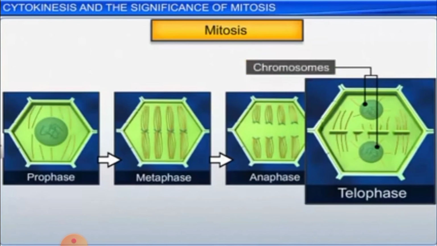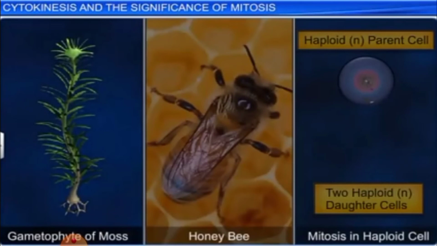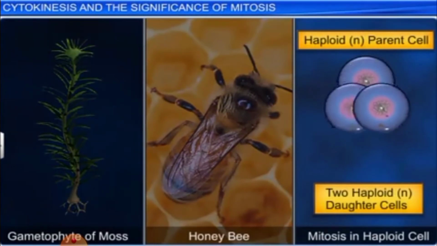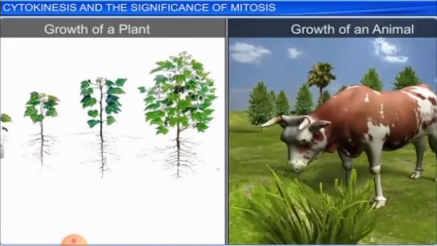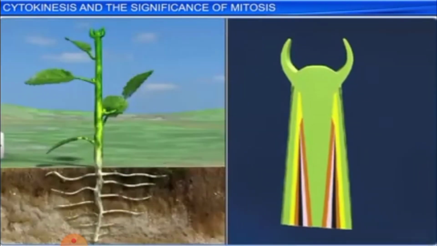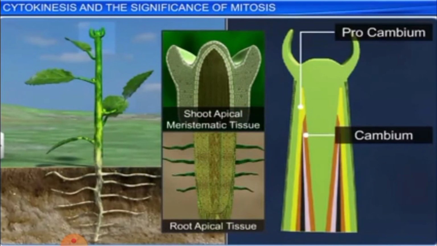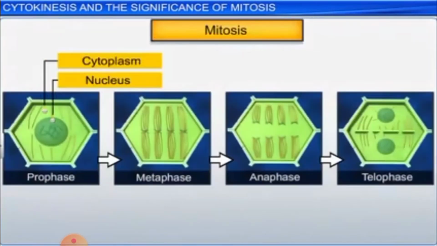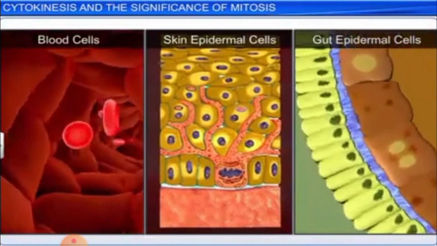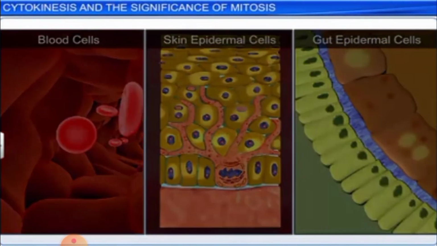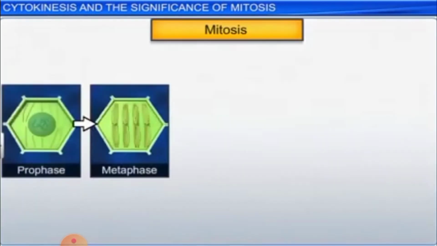Next is the significance of mitosis. Mitosis is responsible for the growth of the organism, leading to the formation of multicellular organisms and the replacement of the lost part. In plant cells, mitosis is seen in the apical and the lateral meristematic tissues, which leads to the growth of the tissues in those plants. In animals, it is not only responsible for the growth of the animal, but it is also the process for the replacement of the lost blood cells, epidermal cells, and the gut cells.